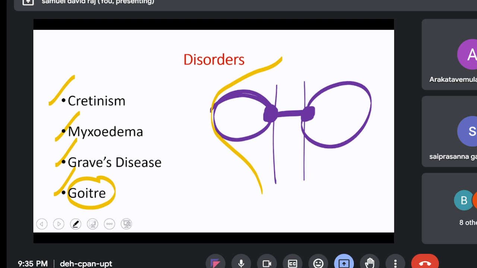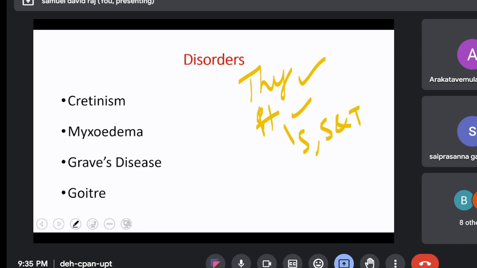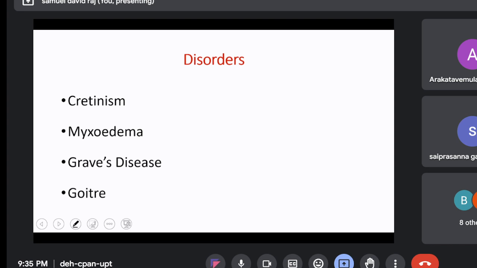And with this, we come to the end of the thyroid gland. We have discussed what the thyroid gland is, where it is located, the different types of hormones, their synthesis, secretion, and transportation, and the disorders associated with the thyroid gland. So any doubts, please ask me.